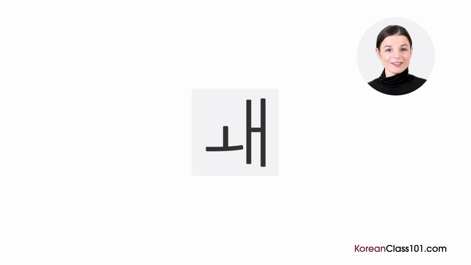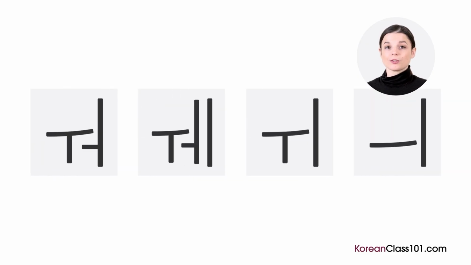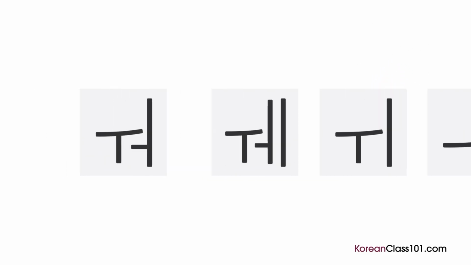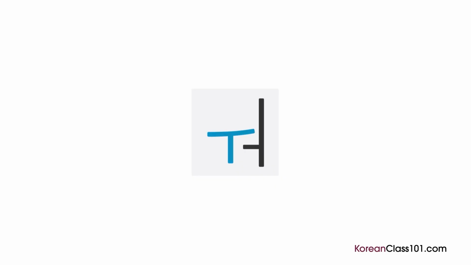Isn't that straightforward? What about these double vowels? Try to read them. Here's the first one. The first part sounds like the O in who, and the second, you, as in ugly. Listen to the pronunciation. 우, 어, 워.